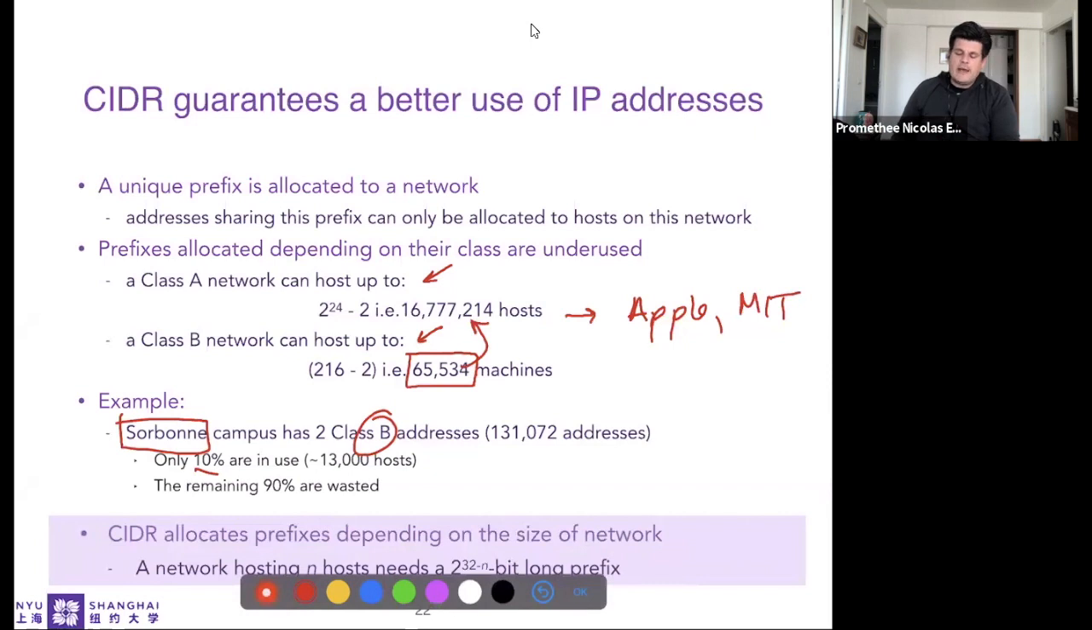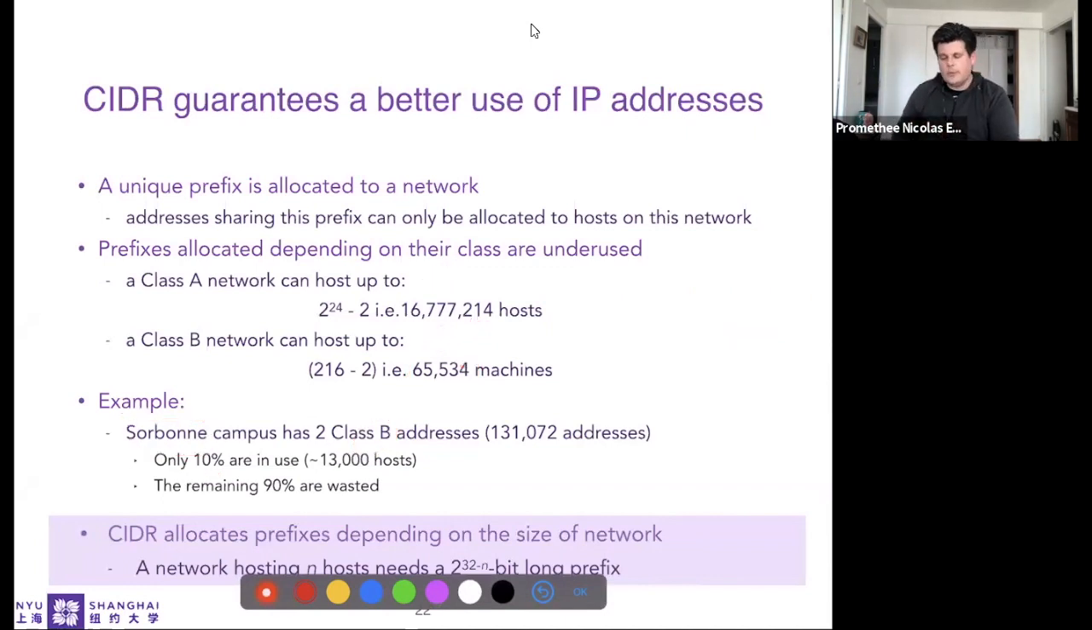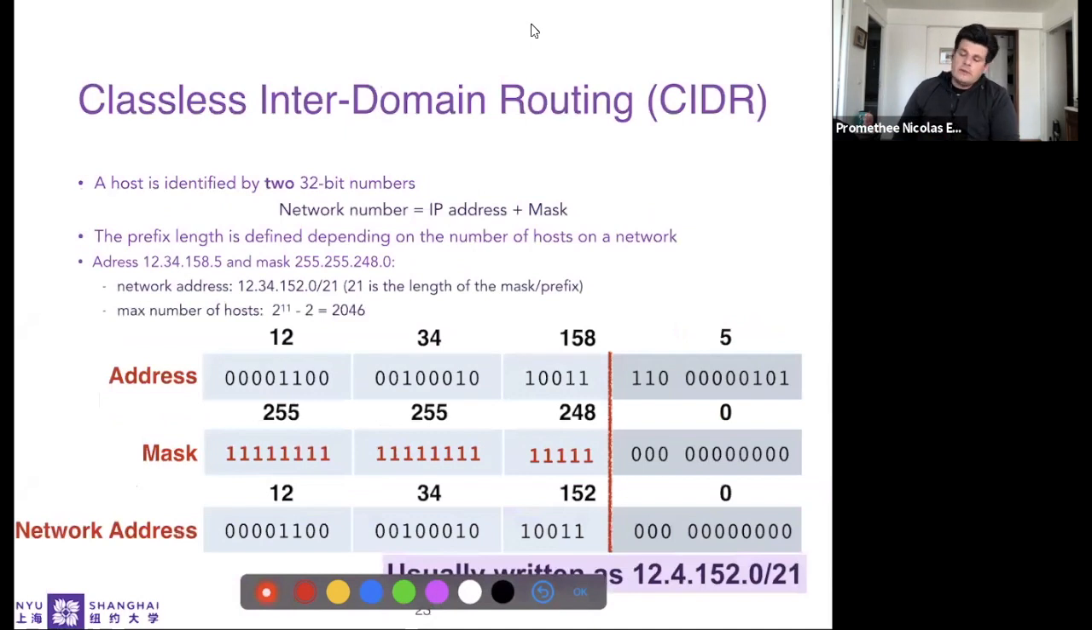Anyway, so with CIDR, instead of allocating the class, we're going to allocate based on the real needs of the network. So based on the number of hosts, I will be able to determine which prefix I should use. Very simple. So once again, the IP address comes with a mask. The mask can be provided either this way, but most of the time people get used to the prefix notation. It doesn't mean that it replaces the mask. This is exactly the same information, but the presentation is a little different.